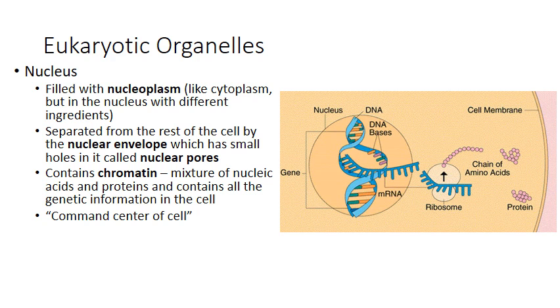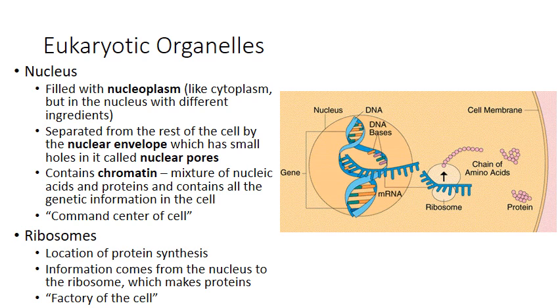So this is the first organelle that we've talked about with eukaryotic cells. It's the nucleus. It contains the DNA. It's like the command center. Now we have the ribosomes. This is where we're going to be making our proteins. This is like the factory of the cell. It takes the instructions from the DNA, which is in the nucleus, and makes proteins from it. So information comes from the nucleus, through the nuclear pores, to the ribosome, and it makes proteins. The nucleus is like the command center, and ribosomes are like the factory.